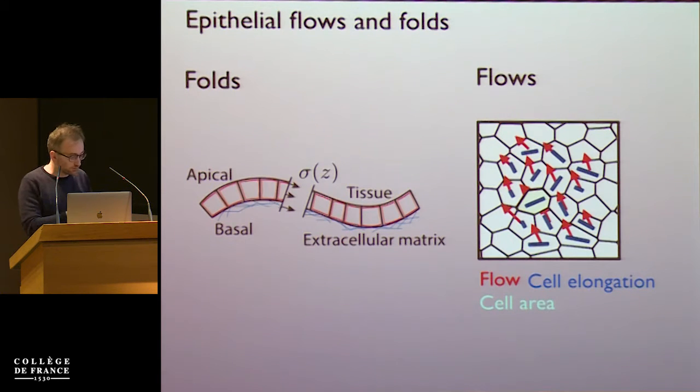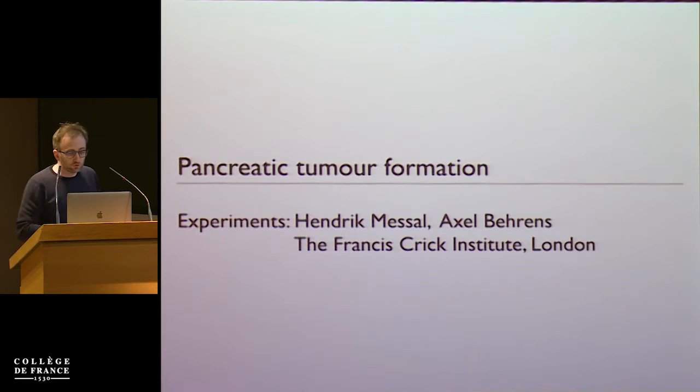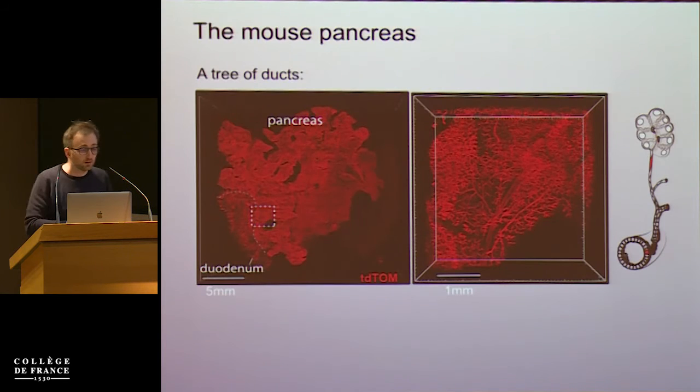Here I'm going to talk about 2 examples, one of a case of fold formation and one other case of flow. The first thing I'm going to talk about is a project that we have worked on with Axel Behrens in the Crick Institute, and this is about pancreatic tumor formation. This is a view of the pancreas of a mouse. This tissue in red is the pancreas, and this is a close-up view.